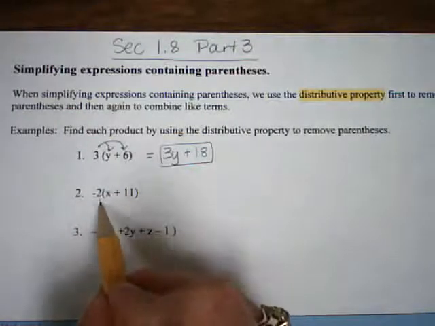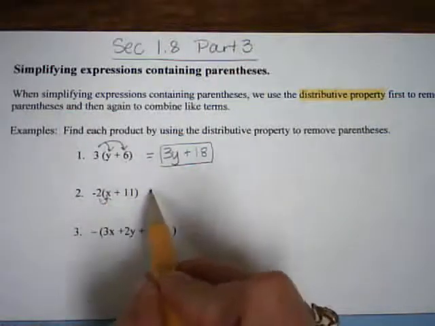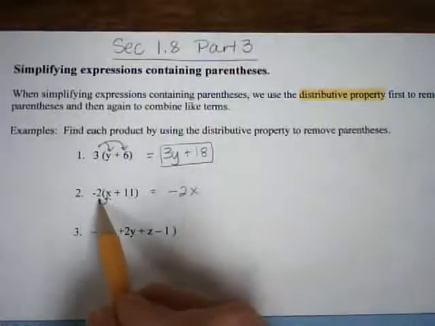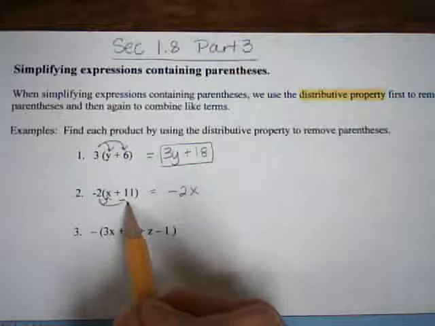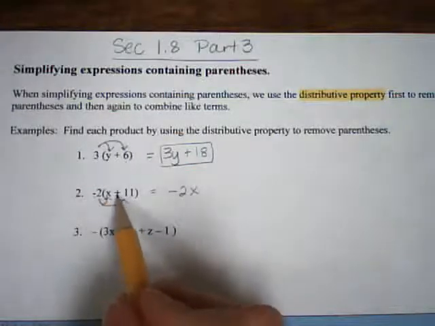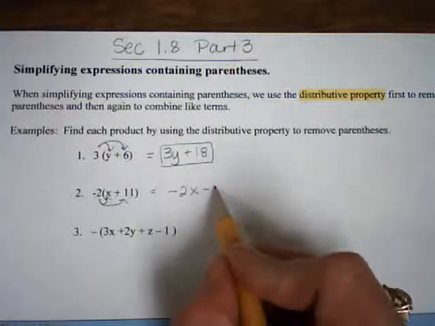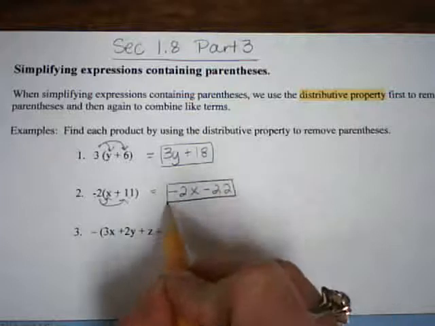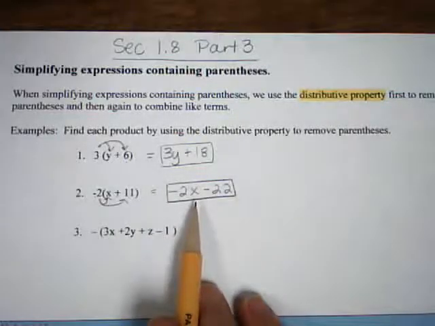Number 2, negative 2 times (x plus 11). We're distributing a negative, so negative 2 times x would be negative 2x. Negative 2 times a positive 11. You've got to be really careful with your signs. A negative times a positive would be a negative 22. And so my answer would be negative 2x minus 22.